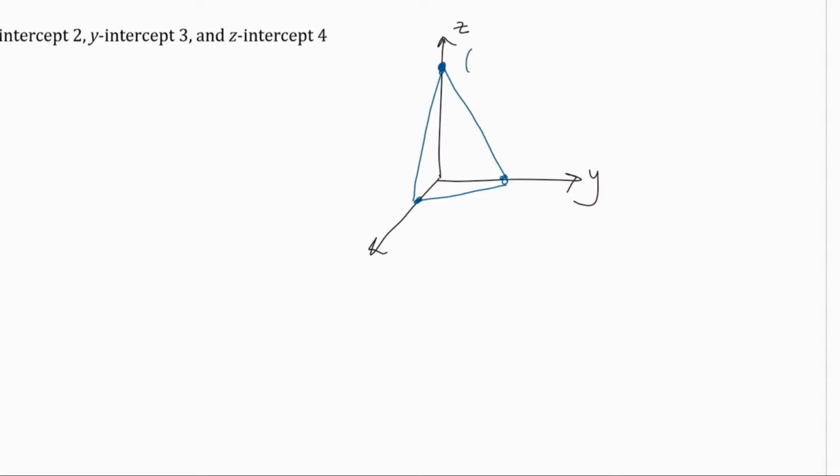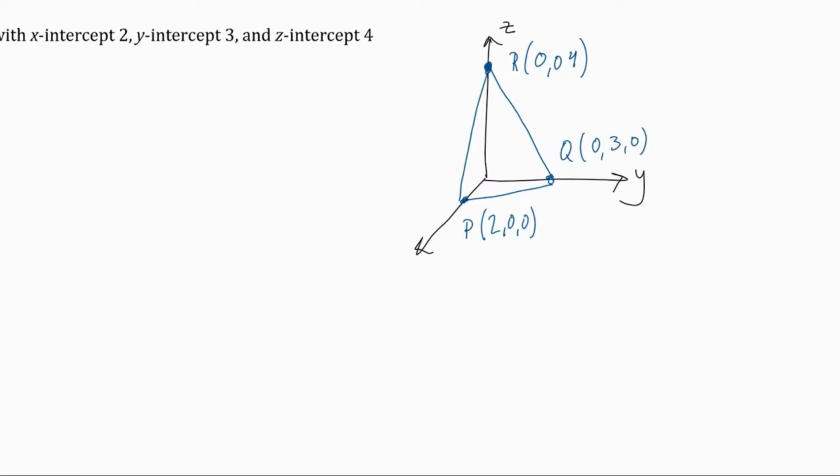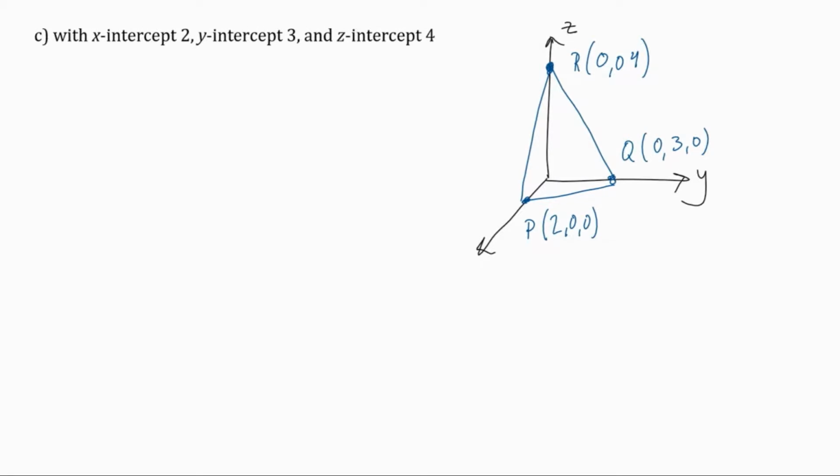So this one I'm going to call R, and it is 0, 0, 4. I'm going to call this one P, and it's 2, 0, 0. And I'll call this one Q, 0, 3, 0. So this is, I think, fairly straightforward, but again, a little bit different from working in 2-space, getting used to the idea of having 3 coordinates and thinking about intercepts on 3 axes. So it's worth spending some time thinking about it and making sure you understand this.